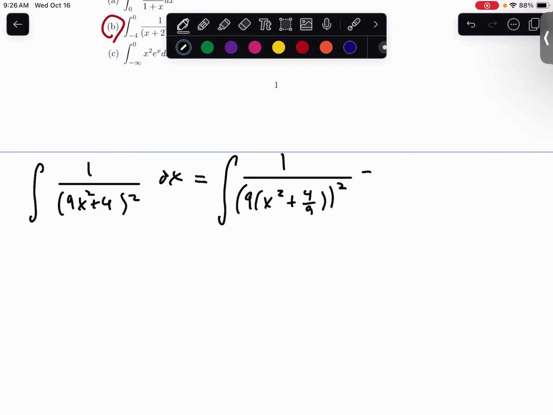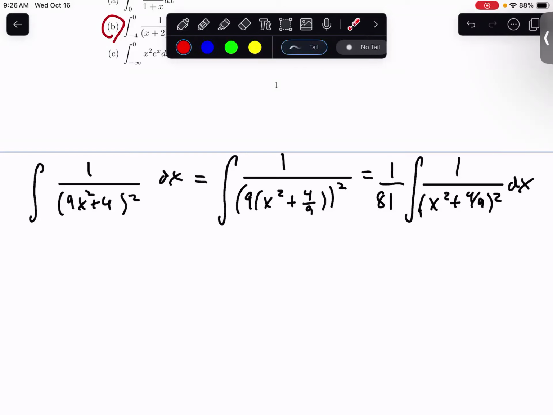So we can rewrite this in the following way. We have a 9 squared here. You can pull it outside. You can write this as 81, or 1 over 81. So this is really going to be 1 over 81 times the integral of 1 over x squared plus 4 over 9 squared dx.